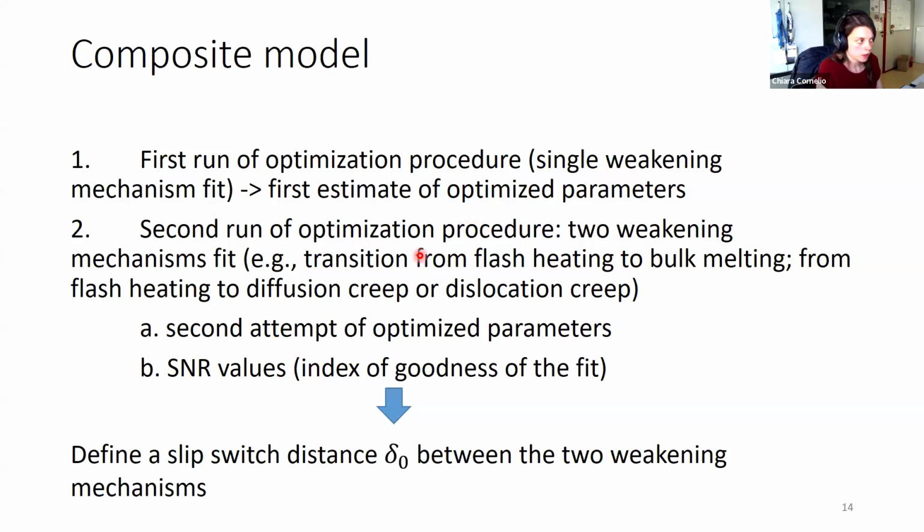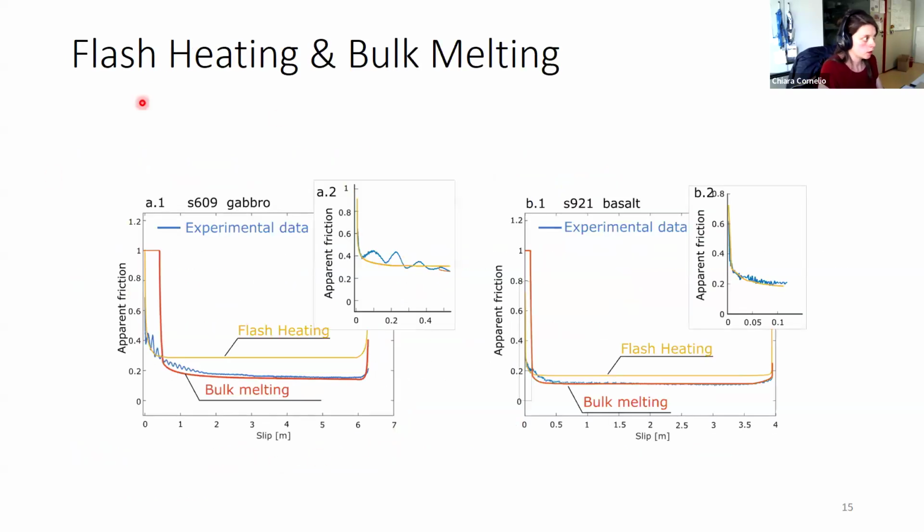During this second run of optimization, what we can obtain is a distance that we call the slip switch distance, in which basically what is happening at the bulk starts to be more important than what is happening at the asperity scale. So visually, we can see here how the optimization looks. Our experimental data are represented in blue. Here are two examples: one for the gabbro on the left and one for the basalt on the right. If we consider just the flash sheeting, we have this yellow curve over here, and if we consider just the bulk melting, we have the orange curve over here.